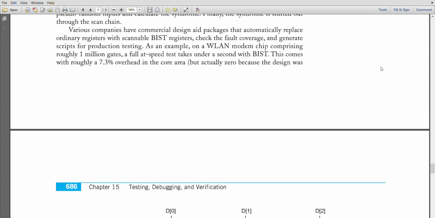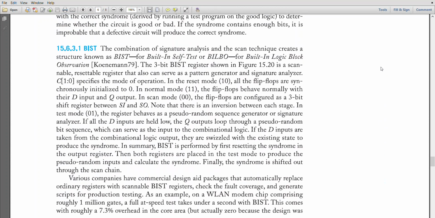Let me explain it in detail by providing the theoretical explanation. In the reset mode, all the flip-flops are synchronously initialized to 0. In the normal mode, the flip-flops behave normally with their D inputs and Q outputs. In scan mode, the flip-flops are configured as a 3-bit shift register between SI, serial in, and serial out. Note that there is an inversion logic at each stage.